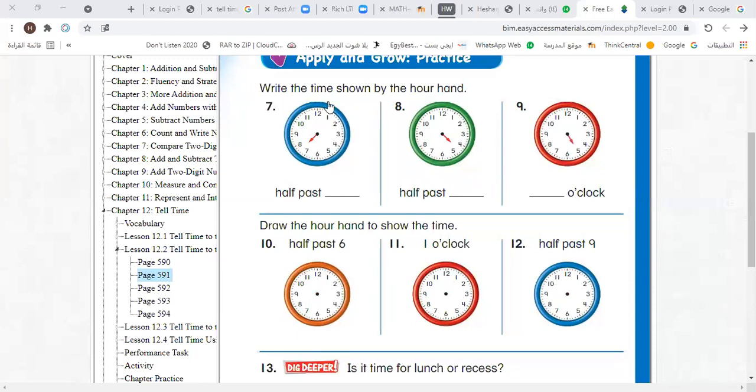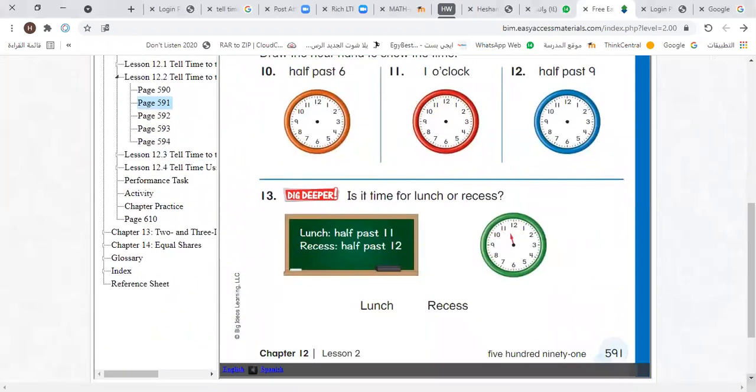Now let's answer question number 13. Is it time for lunch or recess? Lunch, half past 11. This is half past 12. This clock shows what? Is it half past 11 or half past 12? The time in this clock is half past 11 or half past 12. I'll choose now.